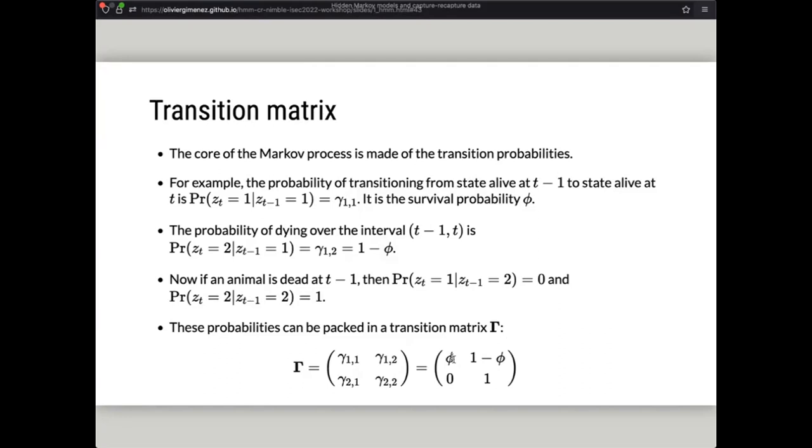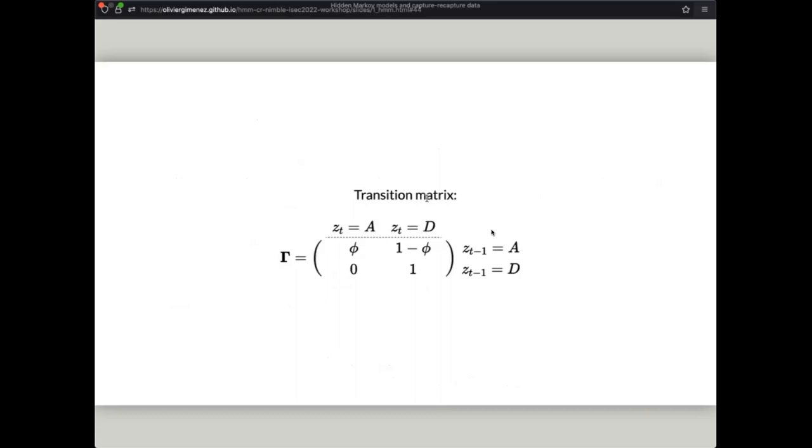So we have phi, the probability of being alive at t minus one and alive at t. One minus phi, the probability of being alive at t minus one and being dead at t. And then the same thing for being dead at t minus one, and alive and dead. Okay, so that's your transition probability, and we'll see in a minute why it's useful. Again, the transition matrix, we will rely on this kind of formulation a lot during the workshop.